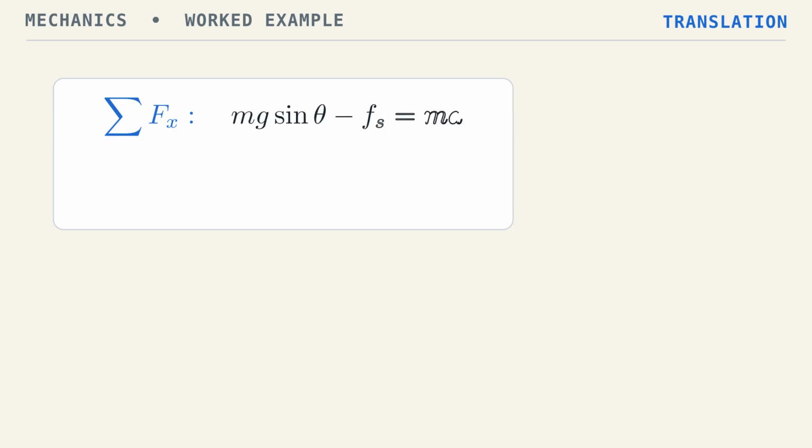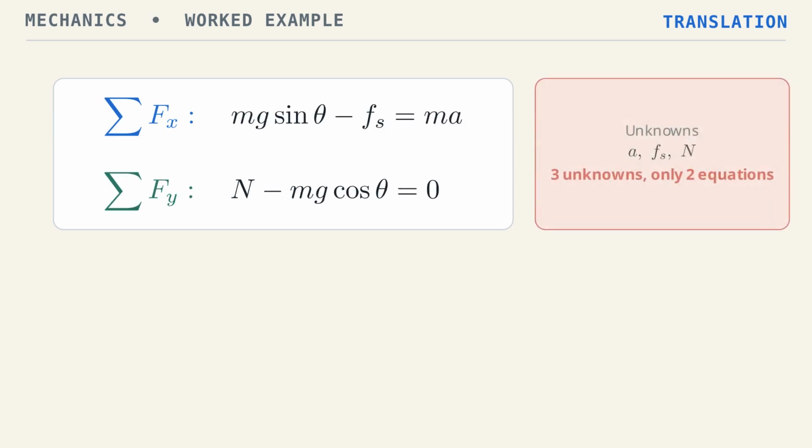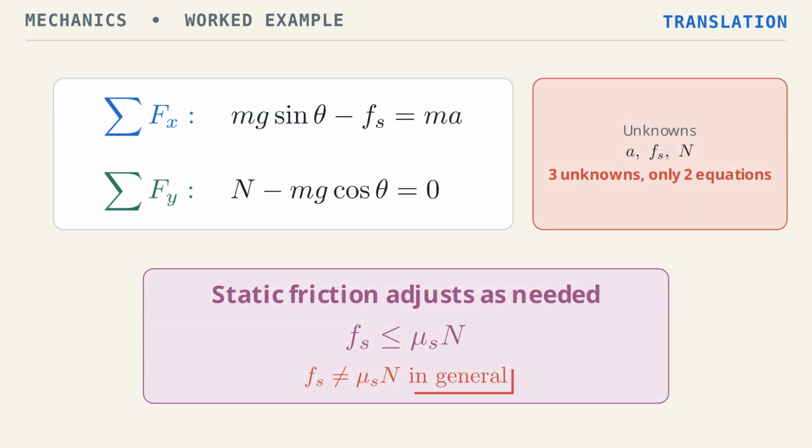Translation along the incline gives mg sine theta minus static friction equals ma. Perpendicular to the incline, the marble does not accelerate, so n minus mg cosine theta equals 0. We have three unknowns, but only two equations. And static friction does not automatically equal μs n. That expression is an upper limit unless slipping is about to occur. The missing equation must come from rotation.